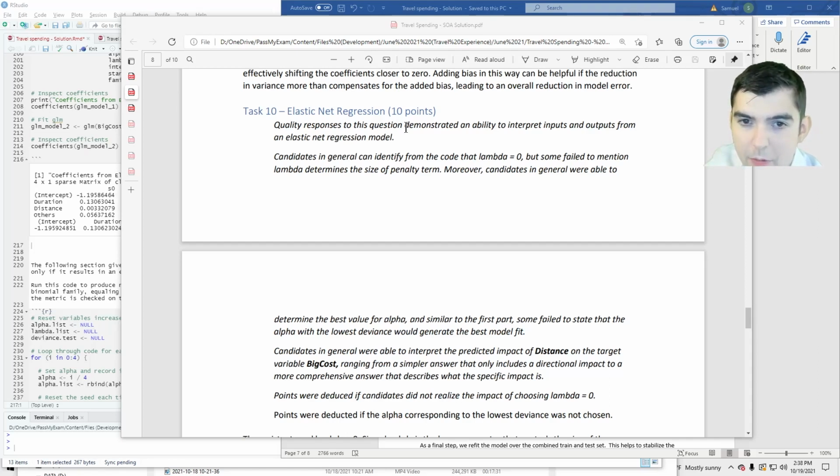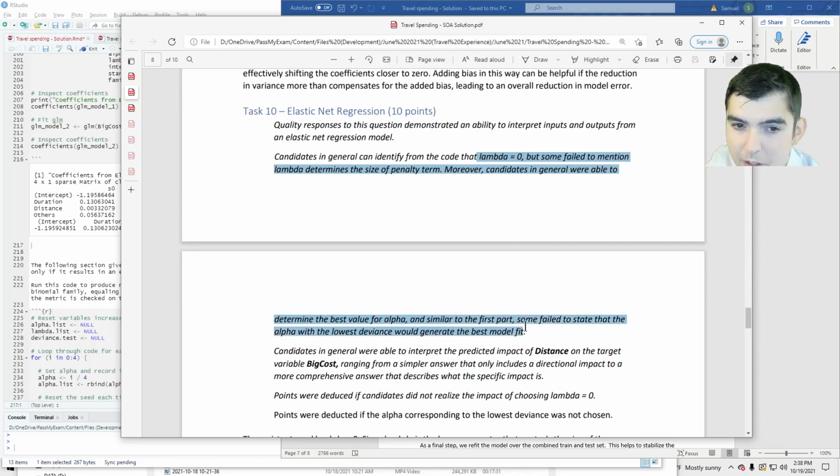Quality responses for this question demonstrated an ability to interpret results and outputs from an elastic net regression model. Candidates in general can identify the code that lambda is equal to 0, but some fail to mention lambda determines the size of the penalty term. Moreover, candidates in general were able to determine the best value for alpha, and similar to the first part, some failed to state that the alpha with the lowest deviance would generate the best model fit.